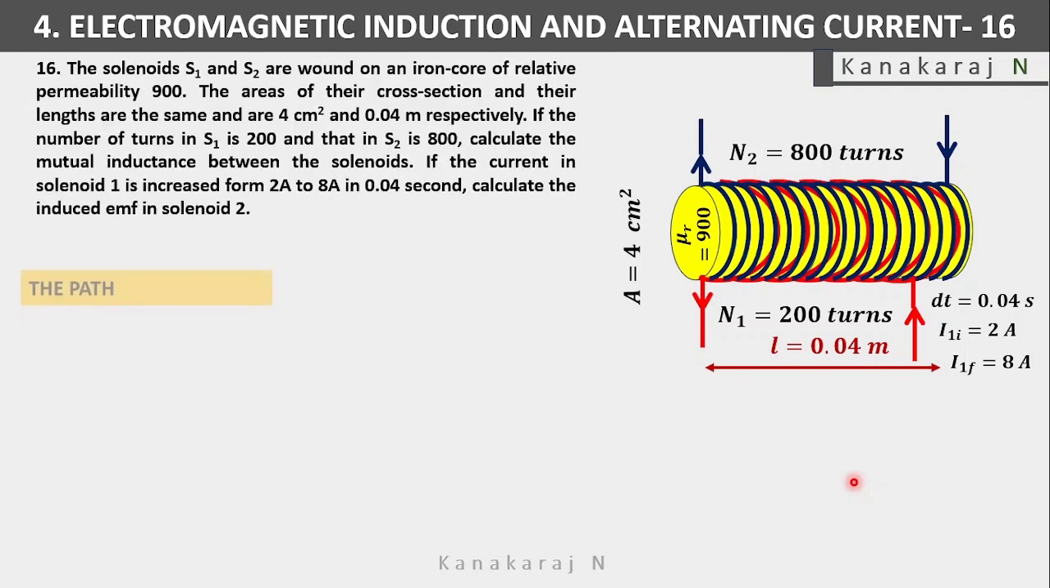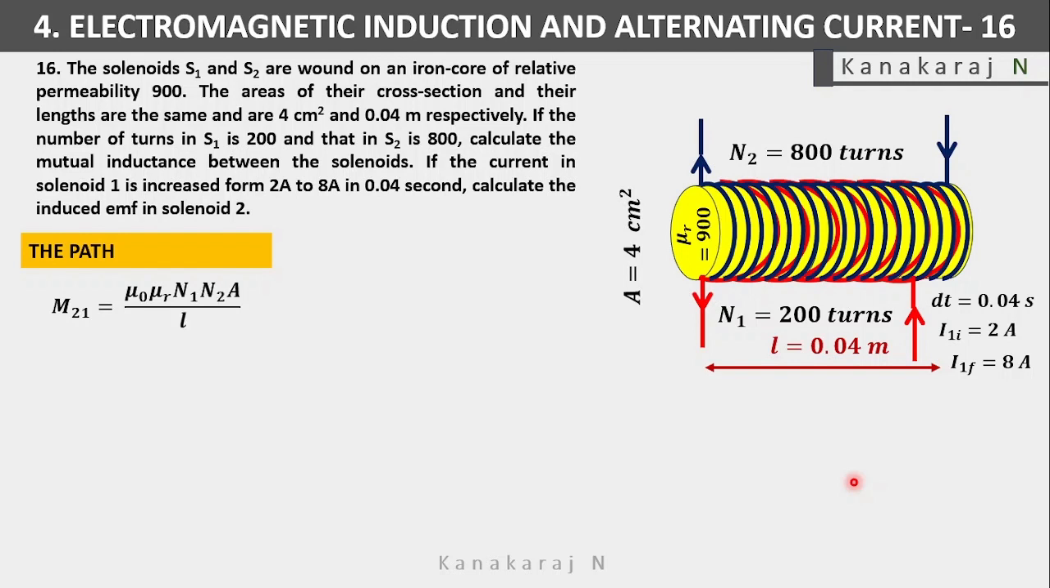Now, let us go to the formula. The mutual inductance M21 equals mu naught mu r N1 N2 A by L. Here A and L are the same for both the coils. Mu naught is the permeability of free space or air medium. Mu r is the relative permeability of the core. Here it is 900. Good. And N1 is the number of turns of the first solenoid, N2 is the number of turns in the second solenoid, and A is the area of cross section, L is the length.